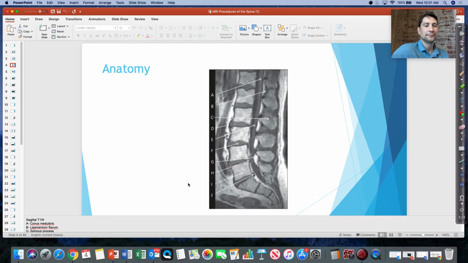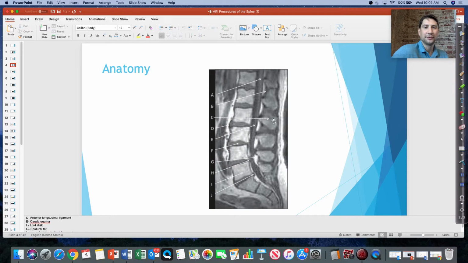B, ligamentum flavum. So we have the ligament here. Once again, it's dark. C, spinous process. D, we have the anterior portion of the disc. And right in front of it here, we have the anterior longitudinal ligament, which is dark. E, cauda equina, horse's tail. F, L3, L4 disc space.